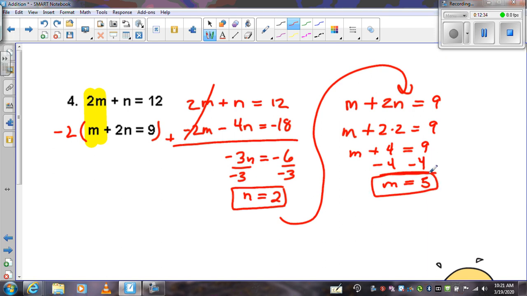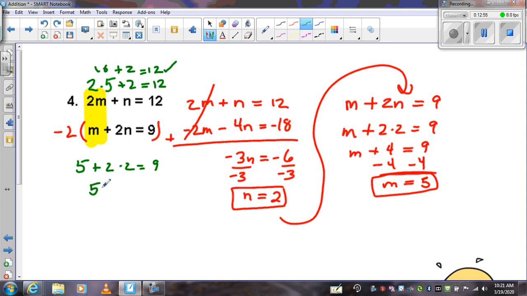We could do a quick mental check if we want to do that. If you want to do it in your head, that's fine. I'm jotting it down a little bit so you can see what I'm doing. So 10 plus 2 is definitely 12. And here, 5 plus 2 times 2 is definitely 9. So apply it. 5 plus 4 is 9. We're good.